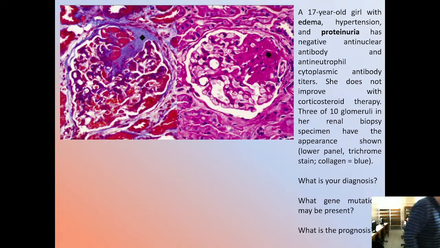And have a look here. We have Masson stain, and it stains a part of the glomerulus. So what does Masson trichrome stain? Connective tissue. So this is sclerosis. Does it affect all the glomerulus?